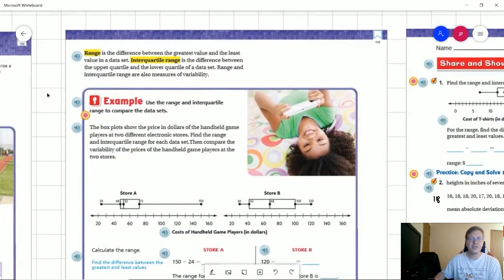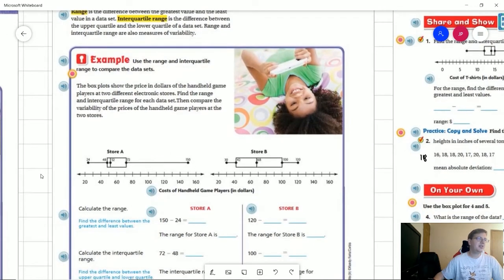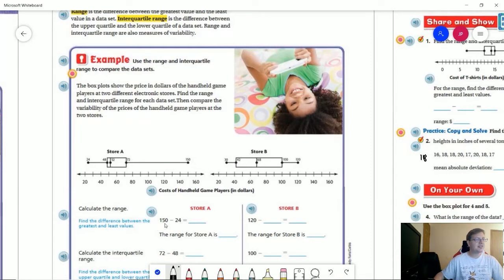So the other two things that we're working with today are range and interquartile range. The range of something is going to be the distance between the largest value and the smallest value in our set of data points. And so we can just do a simple subtraction problem to find that. So for instance, 150 minus 24, that's going to give us 126.